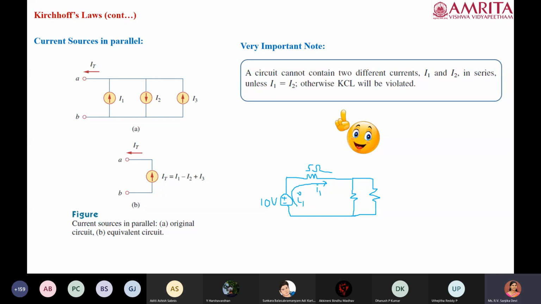However, if you see the other two elements, they are in parallel. In that case, the current flowing through each element will be different. For the two resistors shown in parallel, they will not have the same current because they are in parallel mode. However, if the elements are in series, they will definitely have the same current flowing through them.